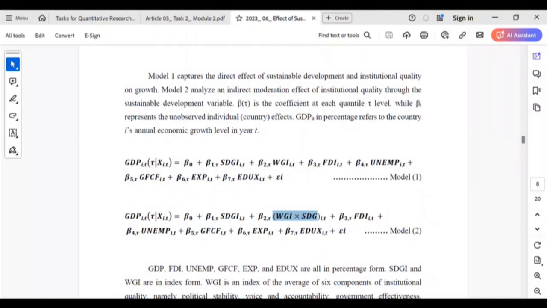What does this mean? This means that sustainable development goal has a relationship with GDP, but the relationship between sustainable development goal and GDP can be affected by institutional quality as well. If we get this one as positive, that means this institutional quality has a positive effect on the sustainable development goal and GDP relationship.